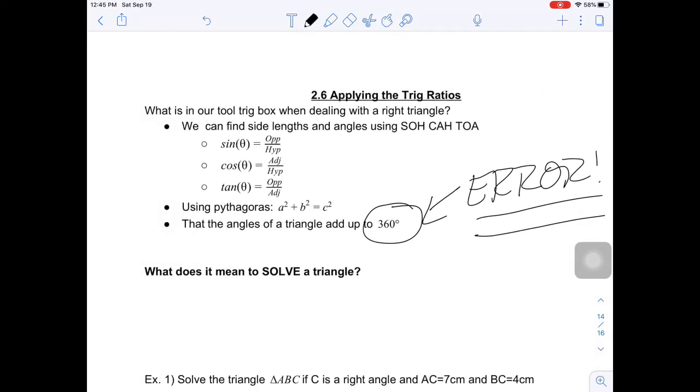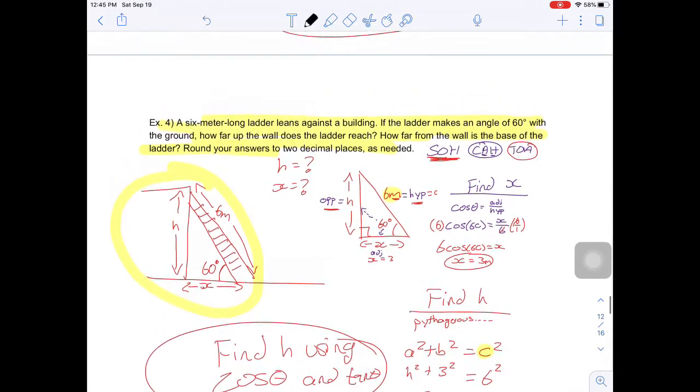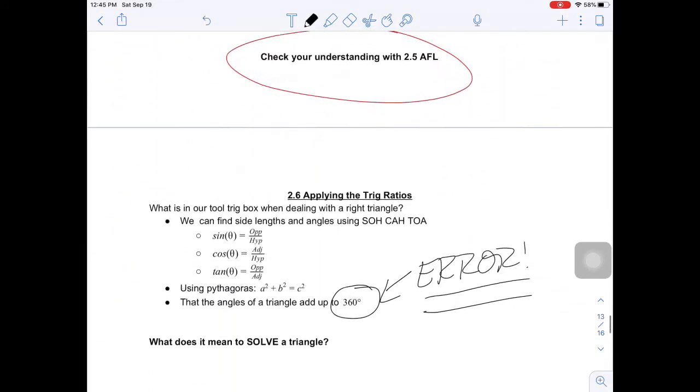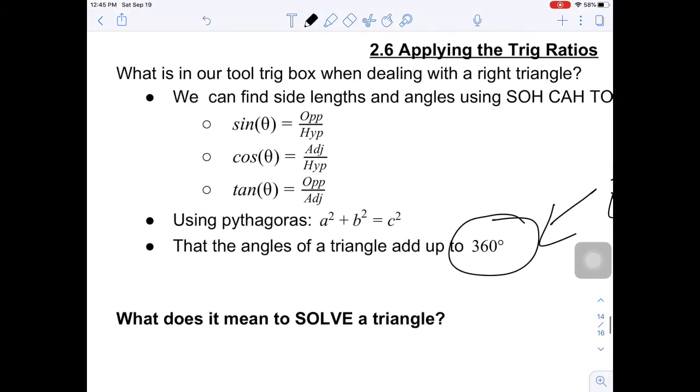Hey Math 10C, so what are we going to do today? We are applying the trig ratios. We are going to be adding everything we've learned up to this point from 2.1 to 2.5 all together, and we have to know when to use specific ratios, such as sine, cos, or tan, how to utilize our Pythagoras theorem, and then this last one here.